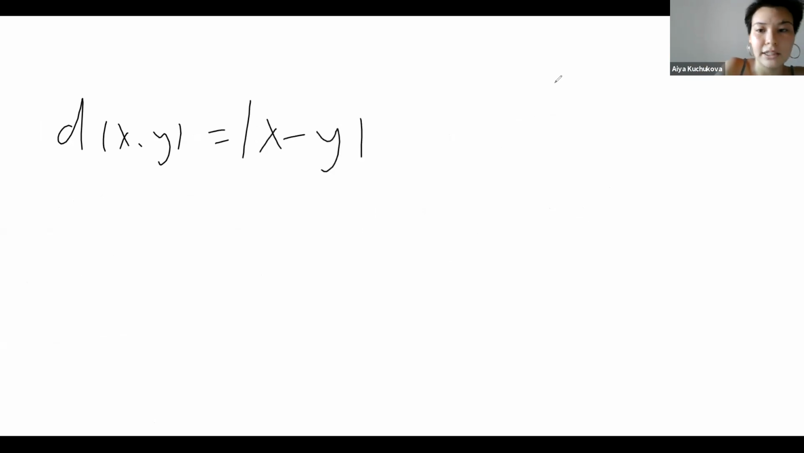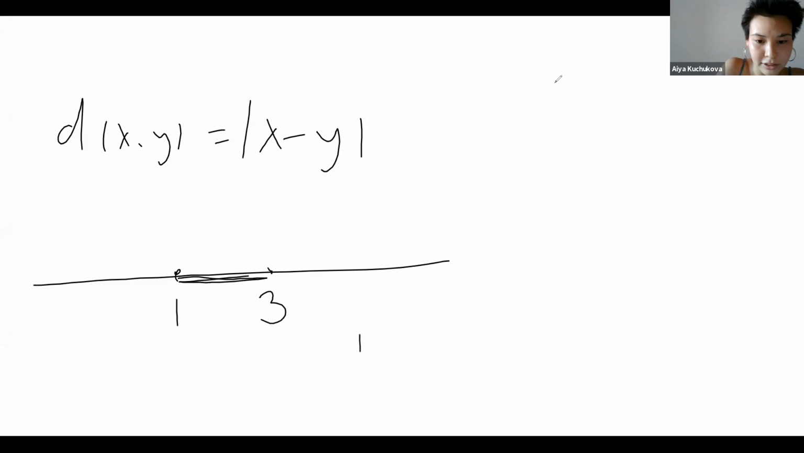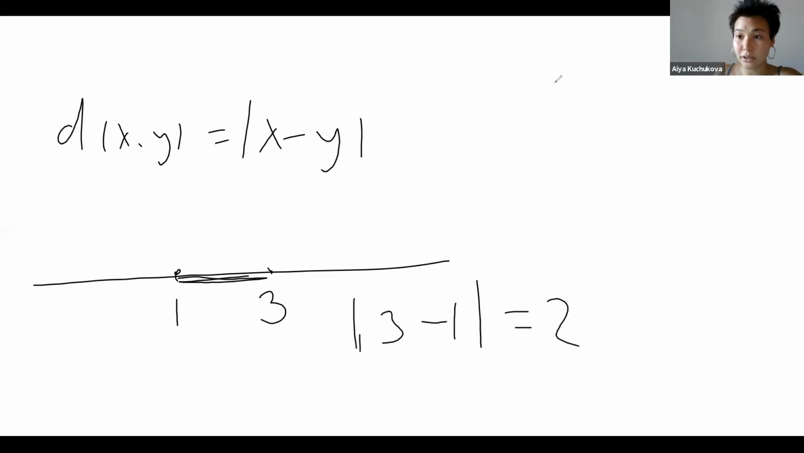And so now let's just look at all kinds of different metrics. Well, I guess I'll start with the one you know, right? So for example, the usual one which we use all the time, d(x,y) equals |x minus y|. This is simple, right? You take a line, you have a coordinate 1, you have coordinate 3. Distance between them is just 3 minus 1, right? So it's 2. And so it has all properties of a metric, so it's a distance, you know it.